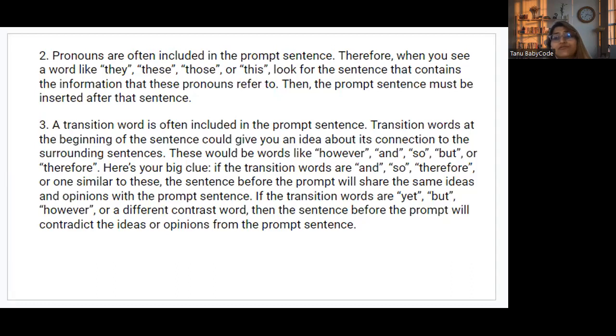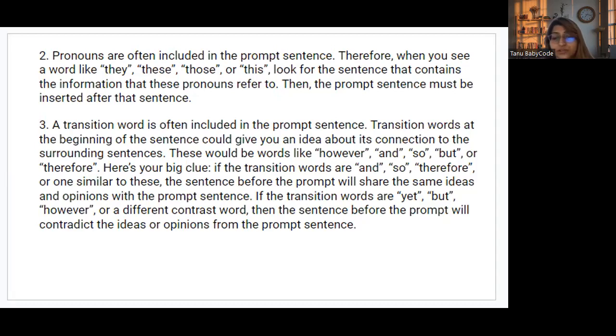Second strategy is to look for pronouns, which are often included in the prompt sentence. Words like they, these, those, this: look for sentences that contain these, because your prompt sentence must come after the sentence they refer to, right?